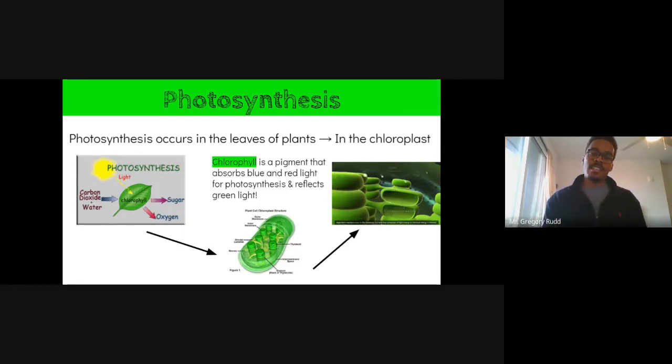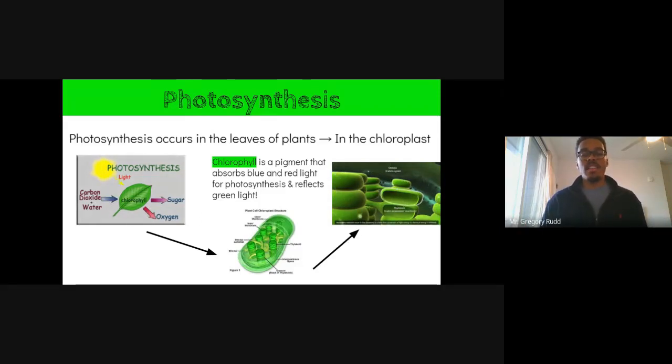We do not go into such depth or detail as it relates to this class, but we will. I just wanted to give you guys an idea of how complicated photosynthesis is. We basically just need to know the reactants and the products and where this is all taking place.